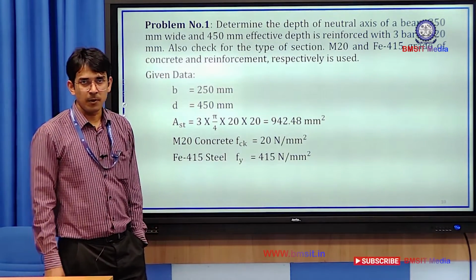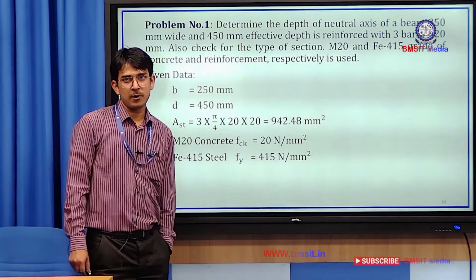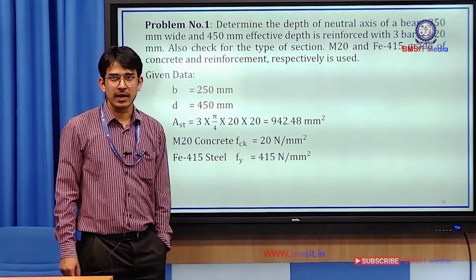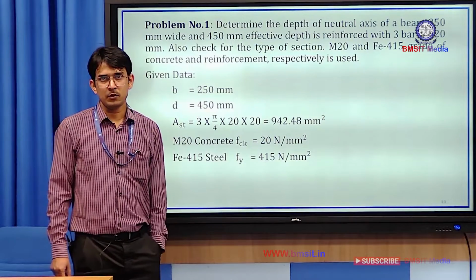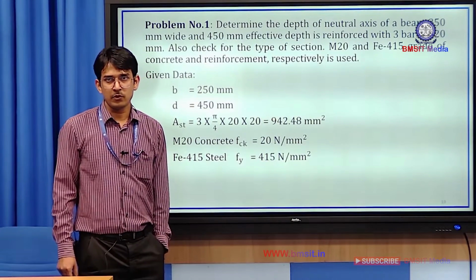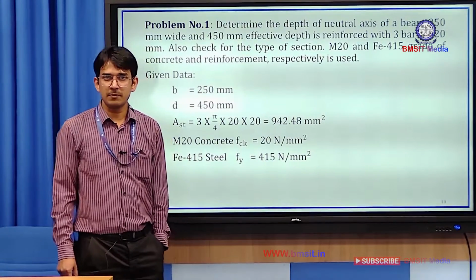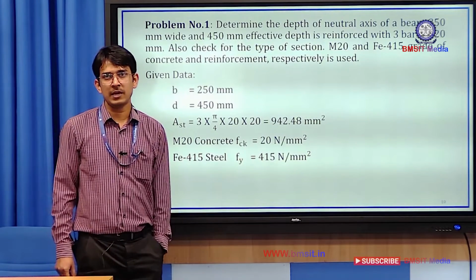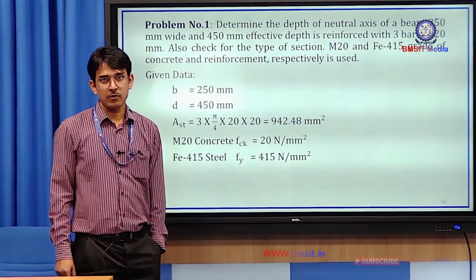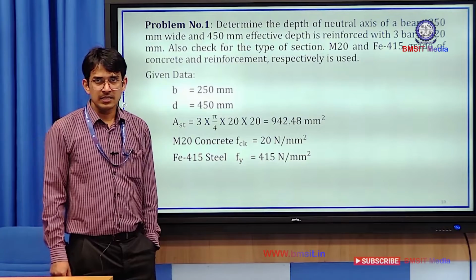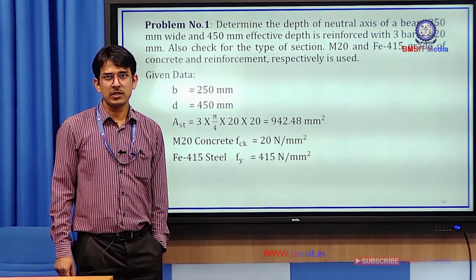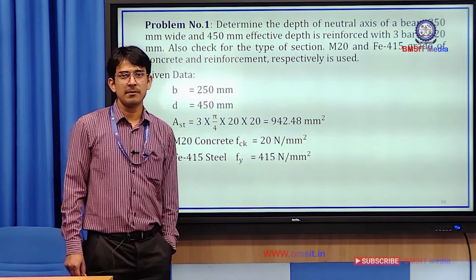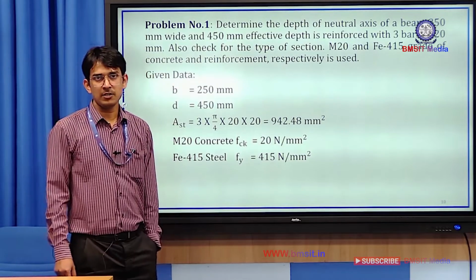So now I'm taking the problem. This is the problem we have. Determine the depth of neutral axis of a beam 250 mm wide. 250 mm wide means the width of the beam is 250 mm, and 450 mm is the effective depth, the small d, and it is reinforced with 3 bars of 20 mm. So 3 bars of 20 mm means 3 bars of 20 mm diameter.